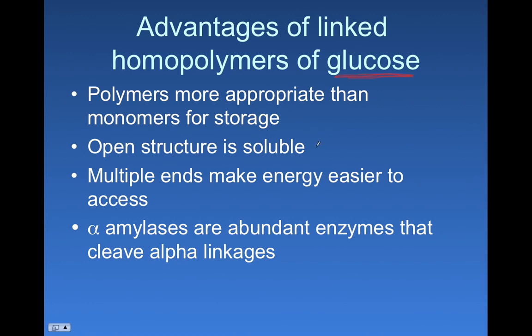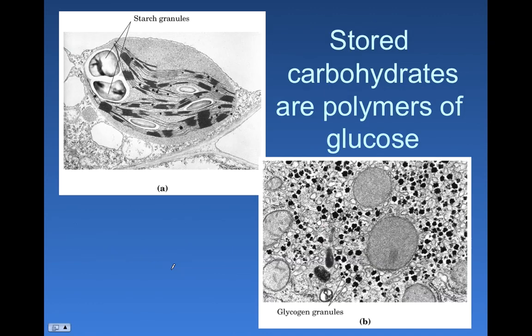Sometimes it increases solubility. When we polymerize and branch, we can access that energy more easily, and we'll see how there's enzymes called alpha amylases that are present in your saliva and your digestive system that can cleave these polymers and release glucose as we need for metabolism.